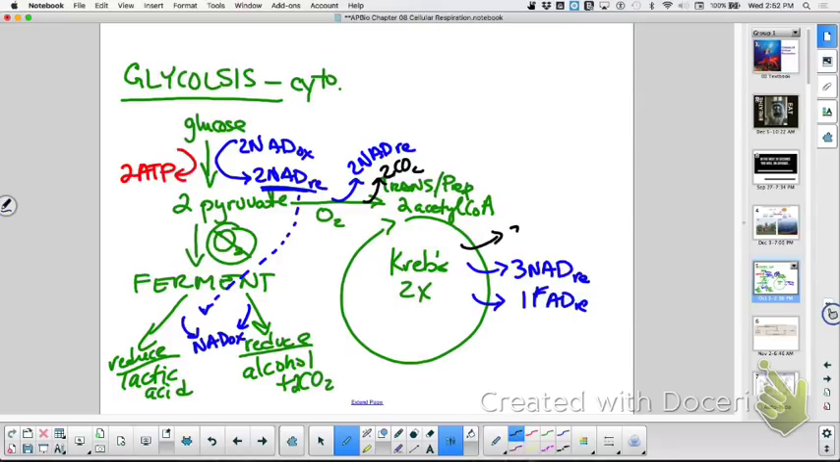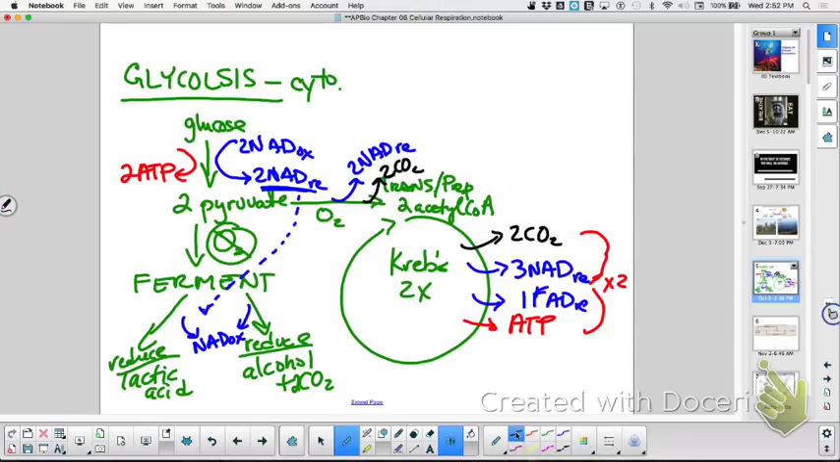How many? 2. What else do I get? ATP. Okay, then you do this times 2, right, for your total. Do you agree with me on that? Okay, so I'm going to take all of this and say times 2, right?